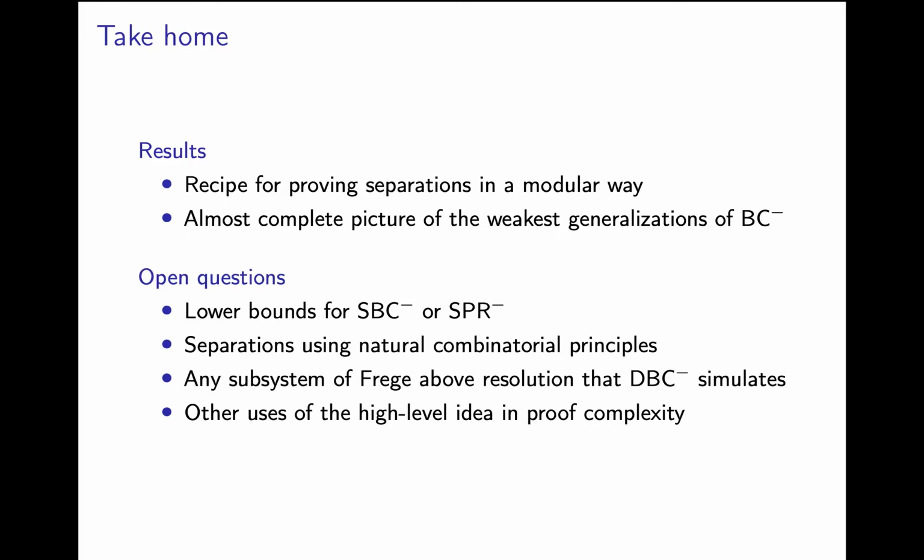And if you're interested, here are some open questions that I'd like to see answered. I think the most pressing one is to prove some lower bounds against those two strong generalizations of BC minus. Like I said earlier, I'm working on a lower bound against the first one here, SBC minus. And another issue is that we have all those separations, but they use artificially constructed formulas. In proof complexity, people generally seek to prove separations using encodings of natural combinatorial principles because those tend to give you a more intuitive understanding of the relative capabilities of the proof systems. So it would be nice to reprove our results with more natural formulas.